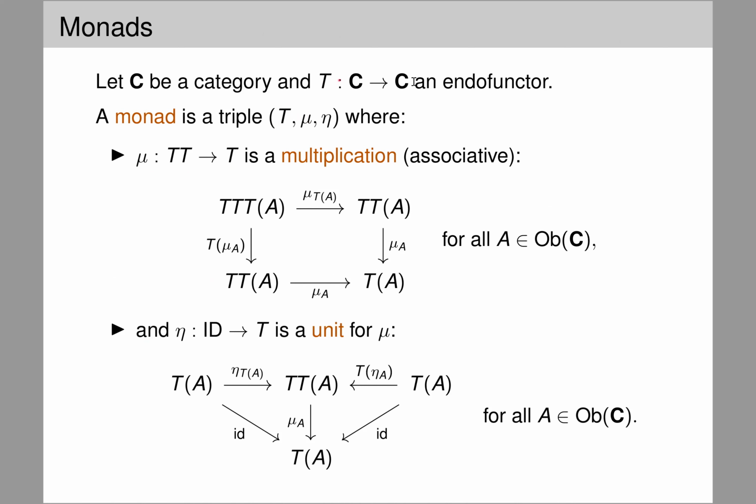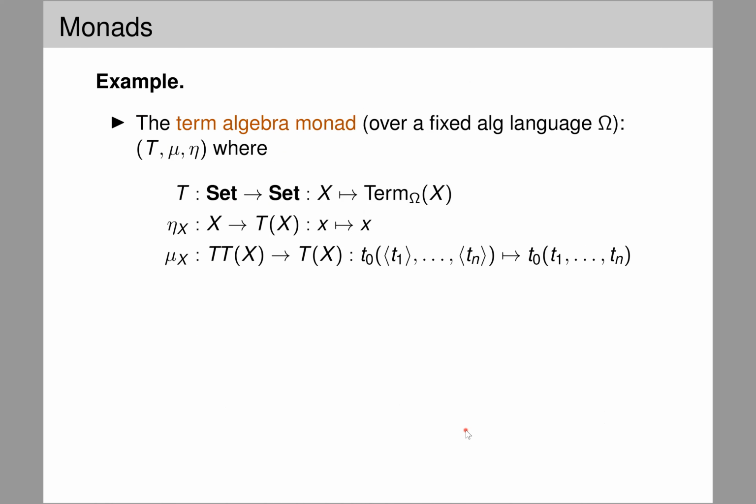T is an endofunctor. It takes C to C. Mu is called the multiplication. It's a natural transformation from TT to T, such that this diagram commutes always. I will not go into categorical technicalities. And eta is a natural transformation which takes the identity functor to T and makes this diagram commute. The only monad that we will need in this talk is the term algebra monad. So I'll perhaps demonstrate these ideas in the case of the term algebra monad.